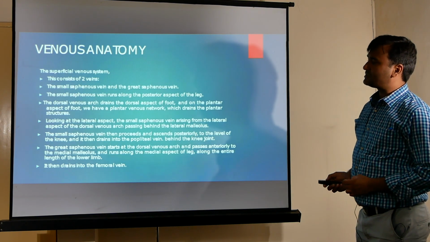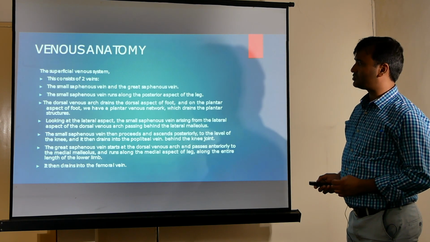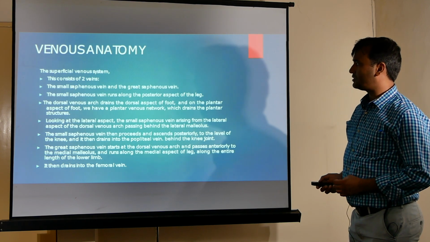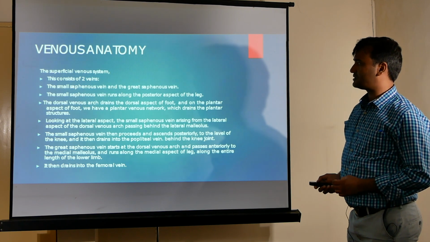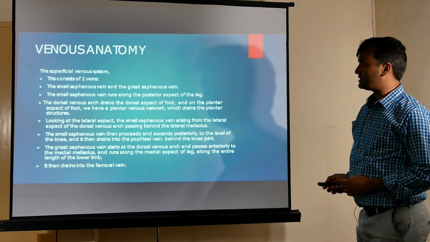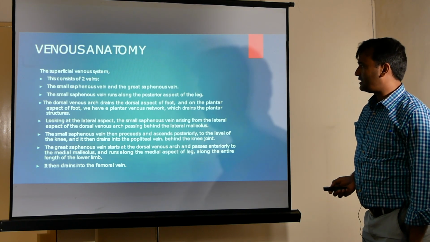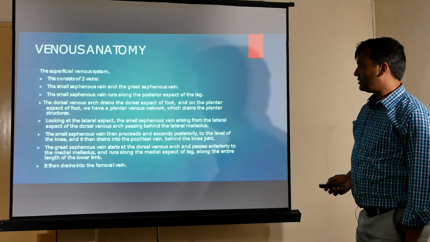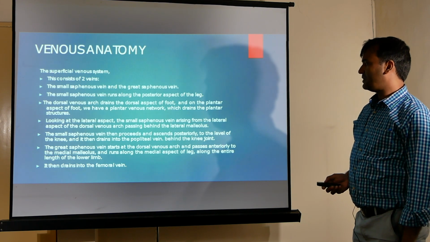The superficial venous system consists of two veins, the small and great saphenous veins. The small saphenous vein runs along the posterior aspect of the leg. The dorsal venous arch drains the dorsal aspect of the foot, and on the plantar aspect of the foot we have the plantar venous arch, which drains the plantar structures. Looking at the lateral aspect, the small saphenous vein arises from the lateral aspect of the dorsal venous arch, passing behind the lateral malleolus. It ascends posteriorly to the level of the knee, and drains into the popliteal vein behind the knee joint.